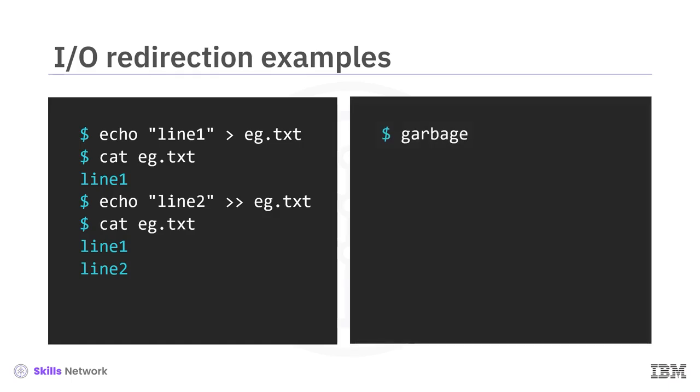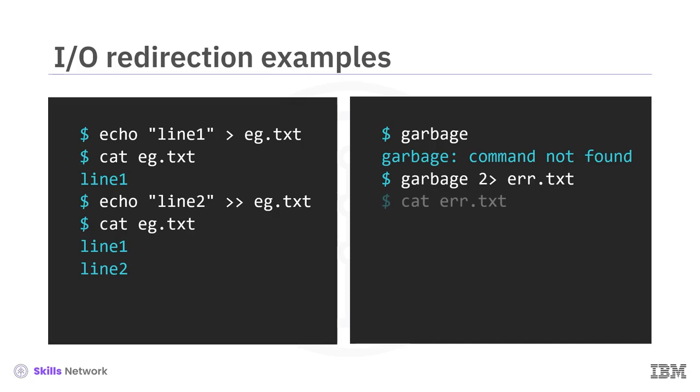Entering something like the word garbage returns an error. This expression catches the error message and redirects it to the file err.txt. And indeed, the contents of err.txt is what can be expected.